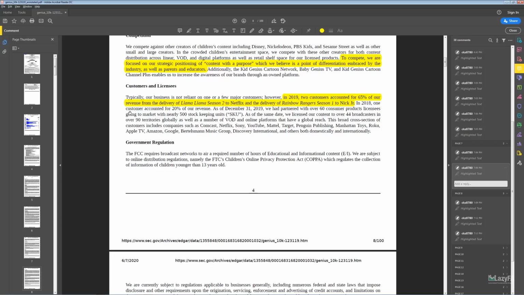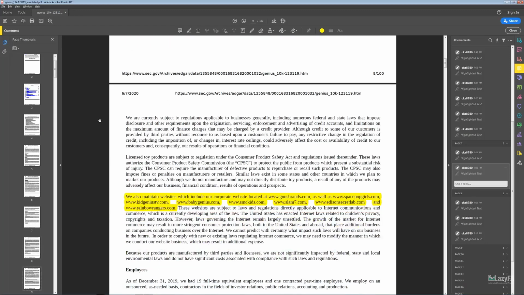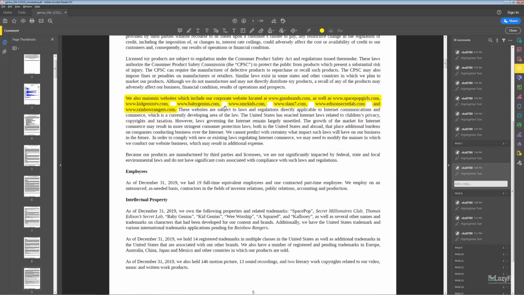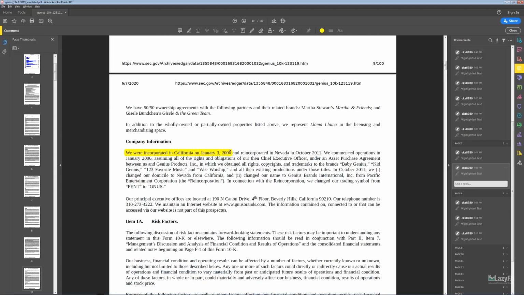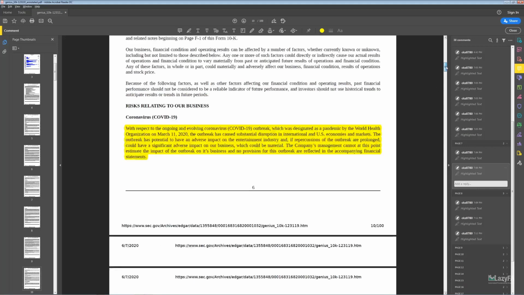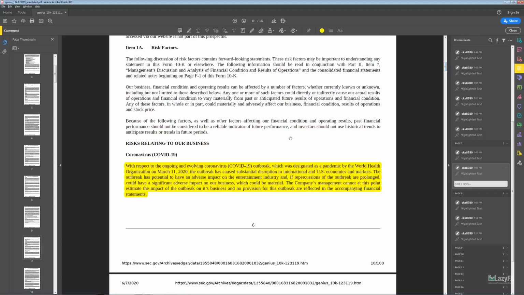I believe that's changed since then, right? Because they're saying here, as of the same date, we licensed our content to 44 broadcasters in 90 territories. So they might have diversified a little bit at this point, but that's just something that you want to be aware of if they have sort of all their eggs in one basket. Here's a list of the websites that they maintain also. So they've got a few different websites. Incorporated in California in January of 2006. And then we get into the risk factors.